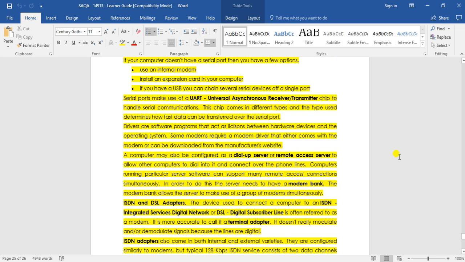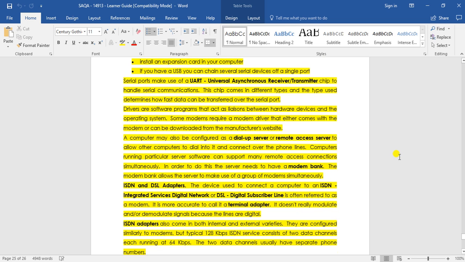This chip comes in different types, and the type used determines how fast data can be transferred over the serial port. Drivers are software programs that act as a liaison between hardware devices and the operating system. Some modems require a modem driver that either comes with the modem or can be downloaded from the manufacturer's website.